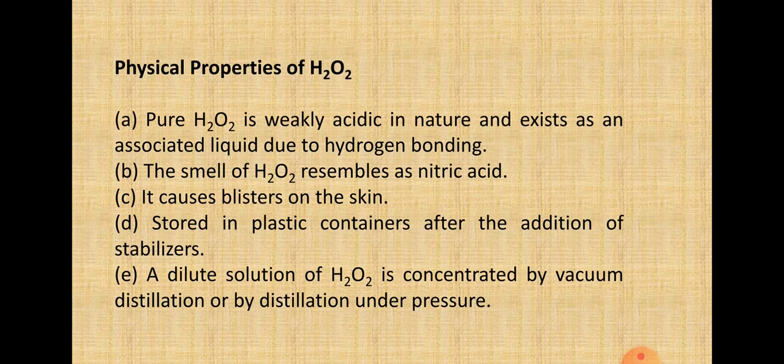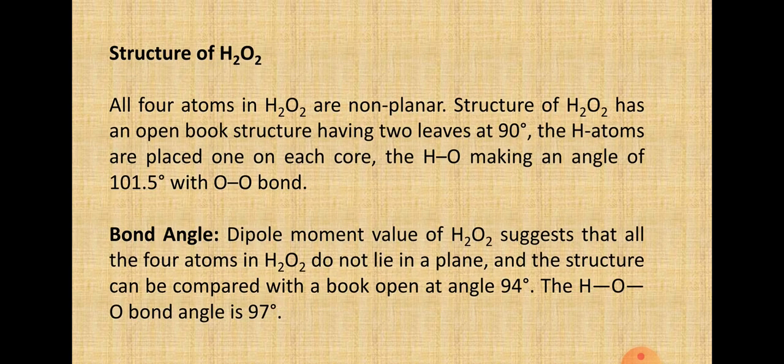What are the physical properties of hydrogen peroxide? Number one, pure H2O2 is weakly acidic in nature and exists as an associated liquid due to hydrogen bonding. The smell of hydrogen peroxide resembles nitric acid. Pure hydrogen peroxide can cause blisters on the skin. It is stored in a plastic container after the addition of stabilizers. A dilute solution of hydrogen peroxide is concentrated by vacuum distillation or by distillation under pressure.